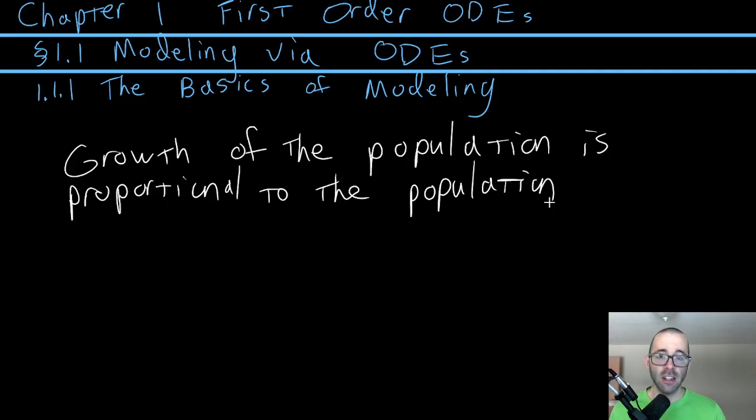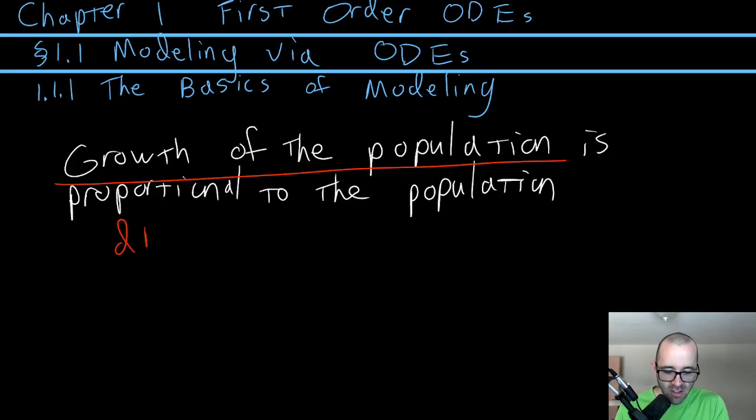Now, it doesn't look like a differential equation. It looks like a pretty simple sentence. The growth of the population is proportional to the population. But if we really break this down, like go back to algebra and break this down into individual pieces, what is the growth of a population? Well, that's the rate of change of that population. What's a rate of change? A rate of change is a derivative. So you might say the growth of the population is the derivative of the population with respect to time.